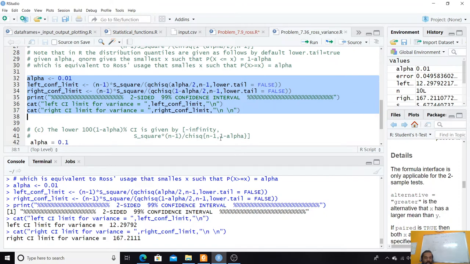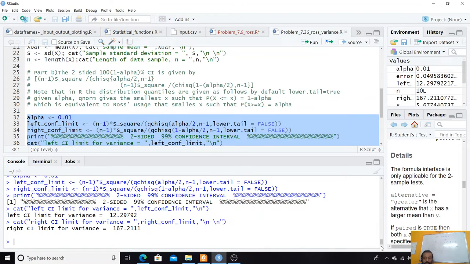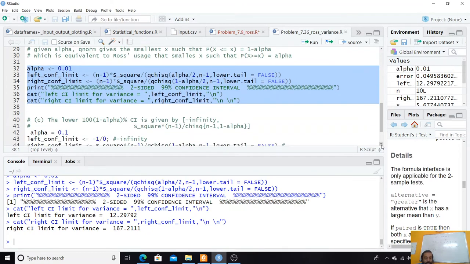But you can figure that out by looking at this formula as well, that it is not like in the previous case where you had mu, x bar plus something and minus something. That is not the case. You have s square divided by that chi square point, and the s square is multiplied by n minus 1, so that it's a chi square variable. Okay, I think that is sufficient for us to see.